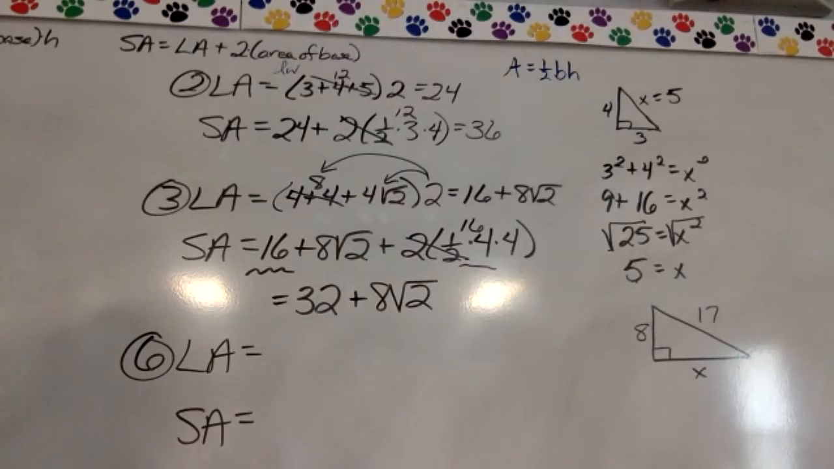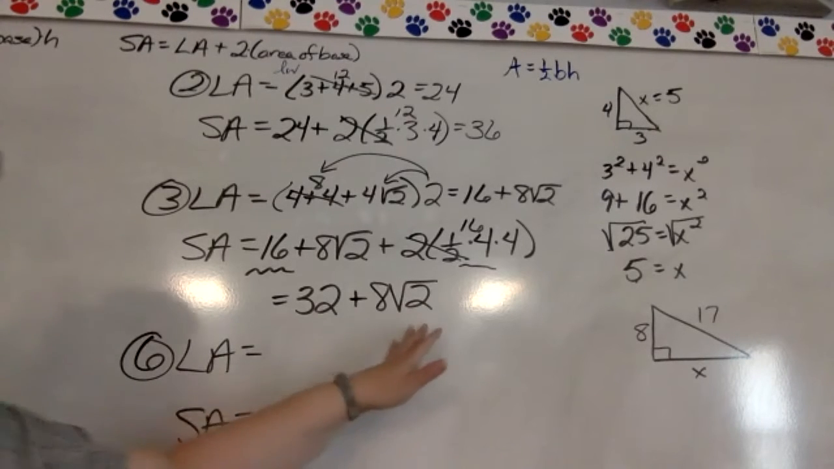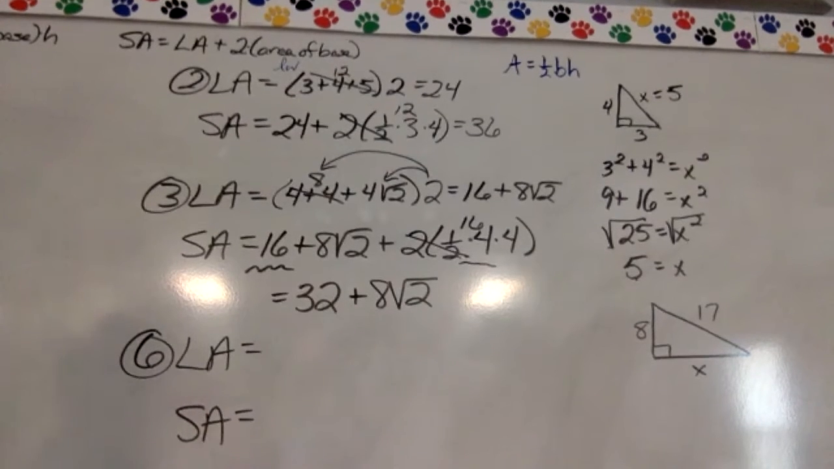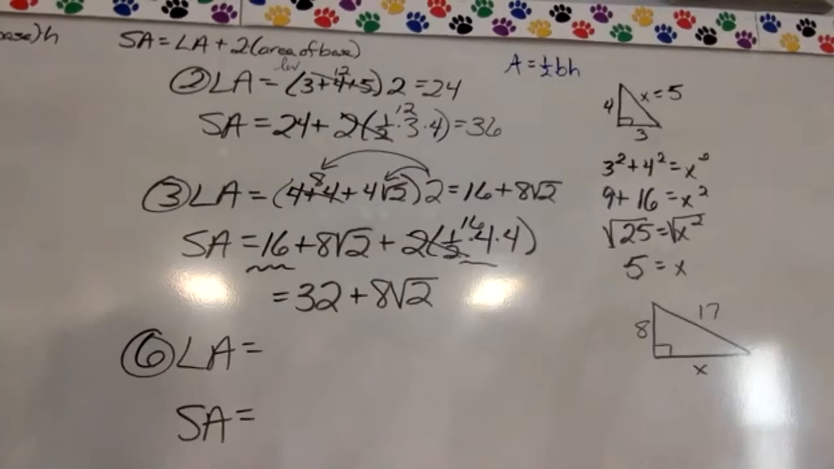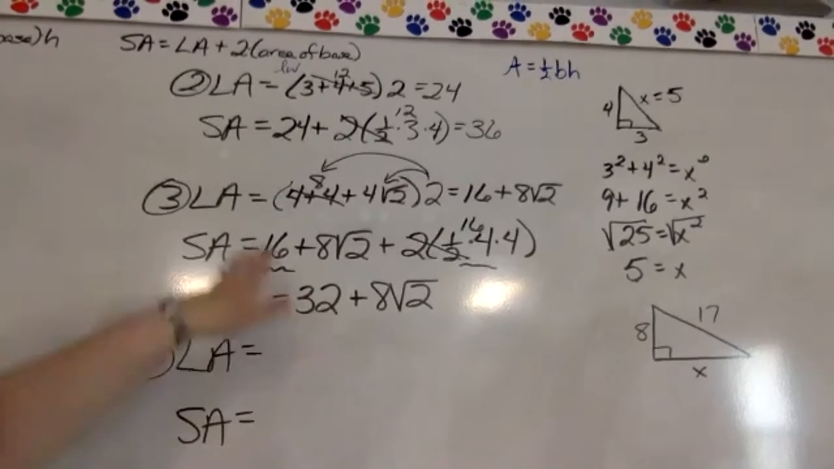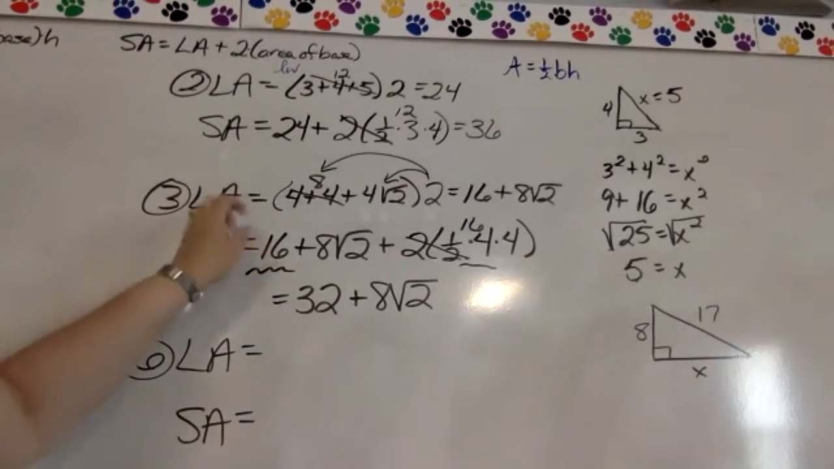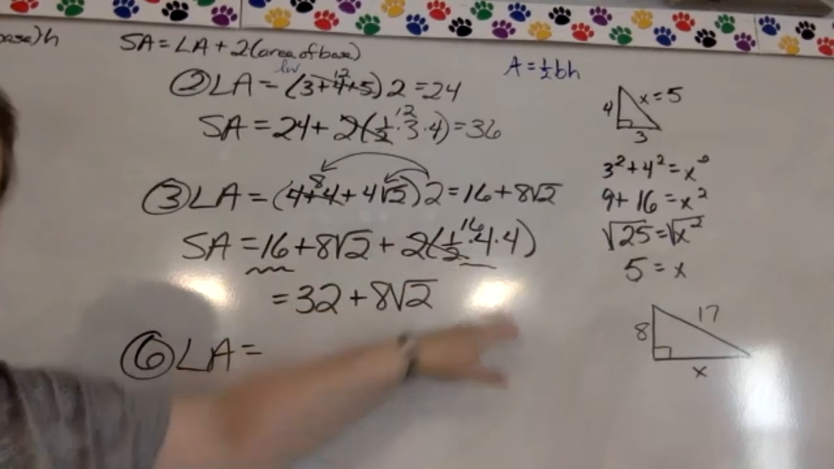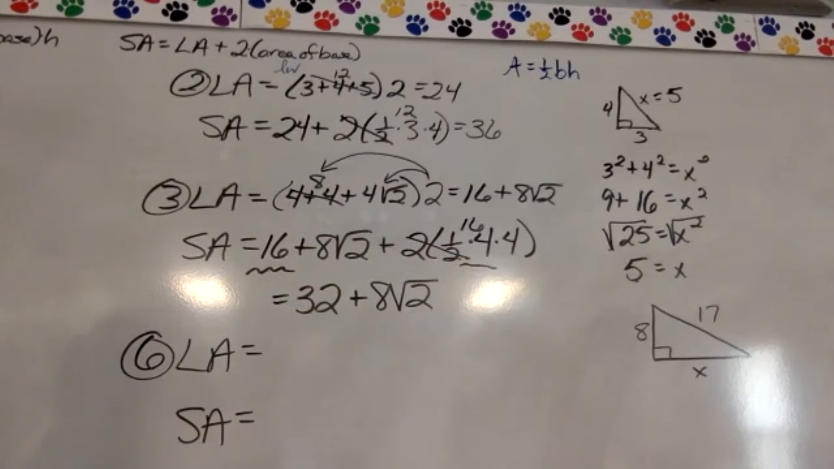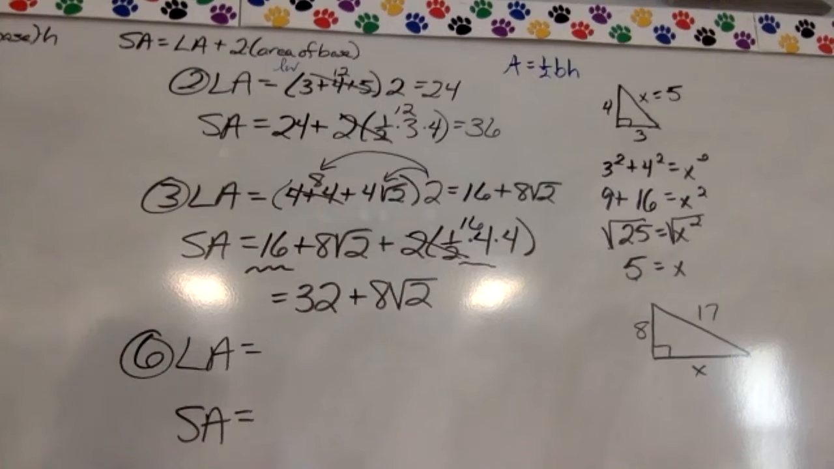So they look a little weird because you have the radicals in there, but you're still doing the same process. You're taking the area of the base times 2 and adding it to the area of all the rectangle sides. This is the area of the rectangle sides plus the area of the 2 triangles. Okay, so that's what we're doing on those.